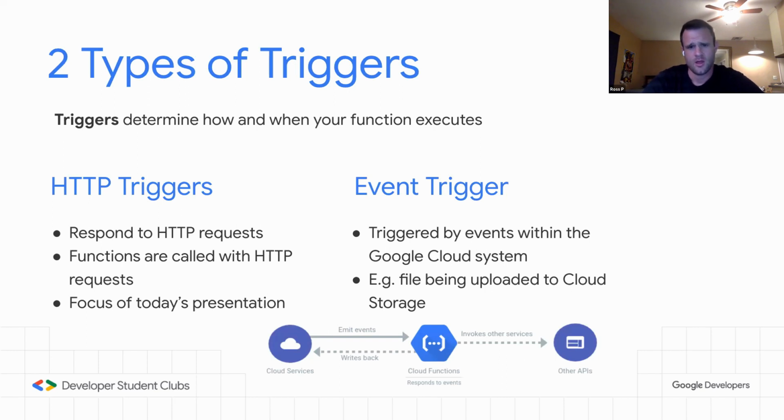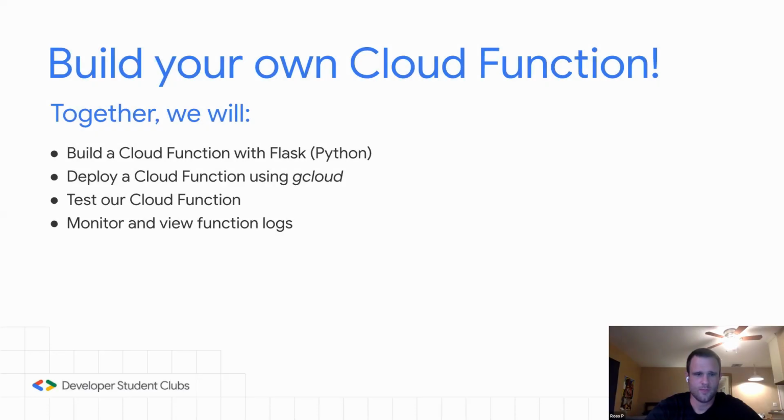But then there's the HTTP trigger, and that has a URL endpoint, and they're called with HTTP requests. And that's what we're going to be doing in today's event. We're going to build some cloud functions that use an HTTP trigger. So for the remainder of the course today, we're just going to build out three functions.